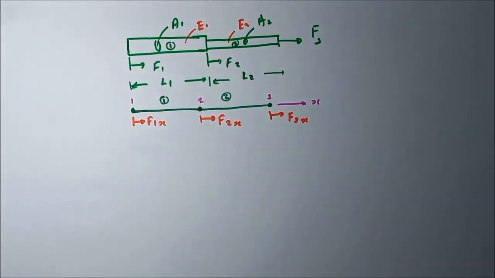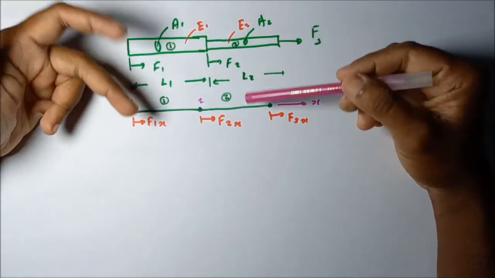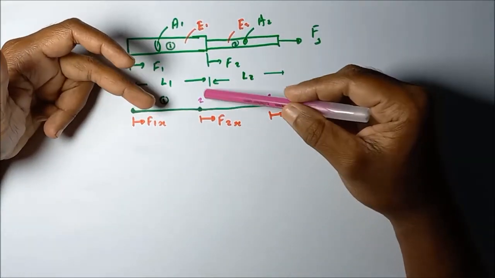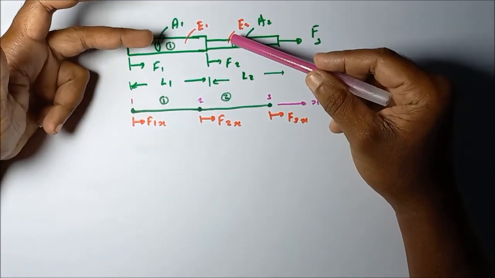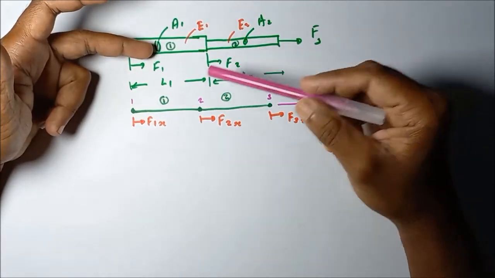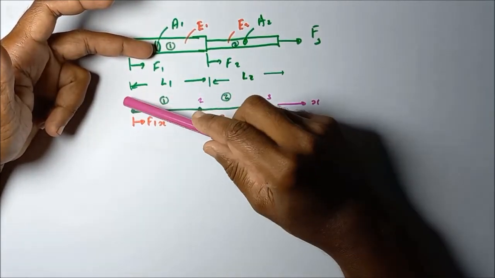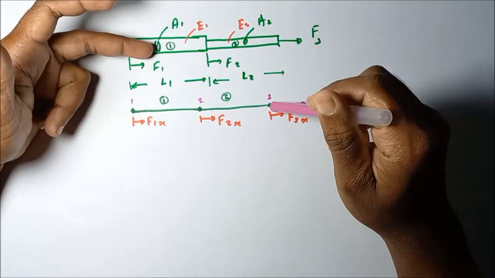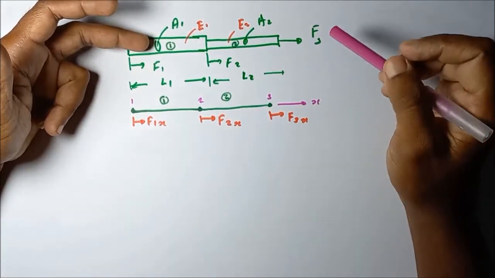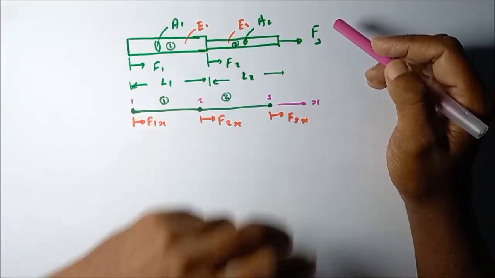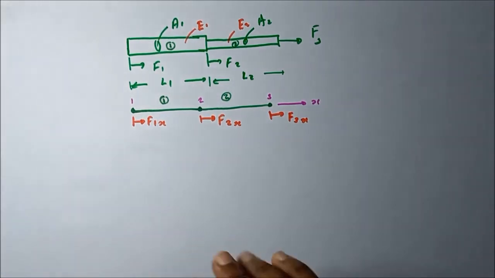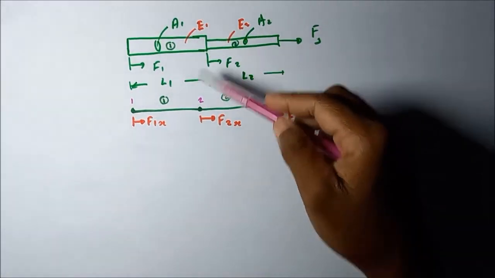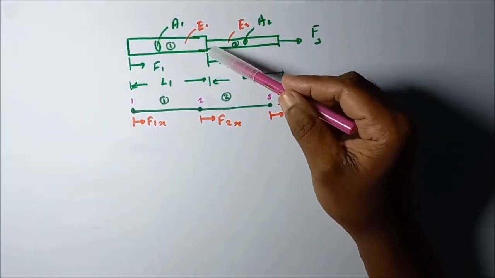Here you can see the finite element model, that means the discretized model we created based on the given assembly: element 1, element 2, node 1, node 2 and node 3. This is the coordinate system. Then these are the external forces acting, which we are representing like this. This is the finite element model we drew for this bar assembly.